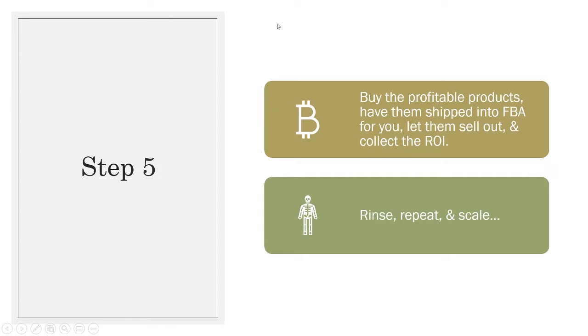So step 5 then becomes buy the profitable products, right? It's really simple. Once you identify them, simply buy them, make an order for them, have them shipped into FBA for you. Now, there's many ways to do it.